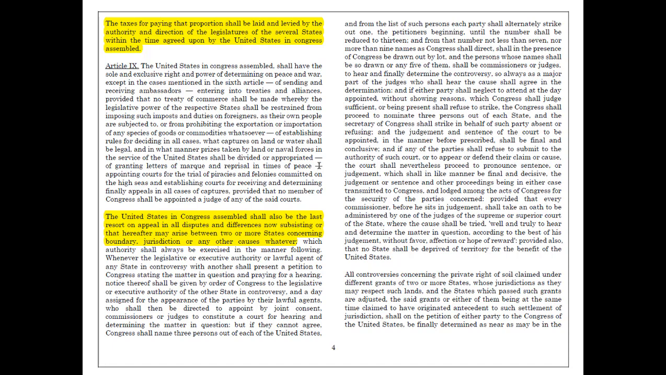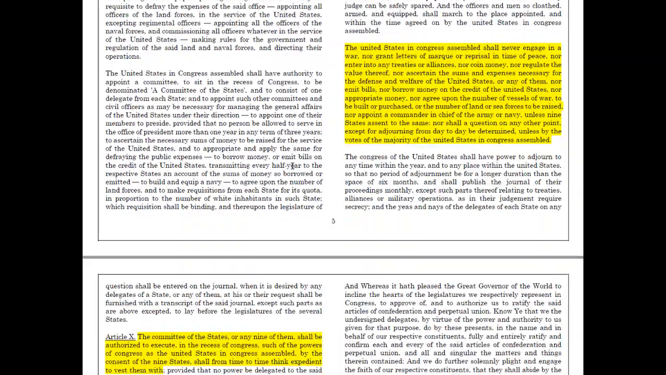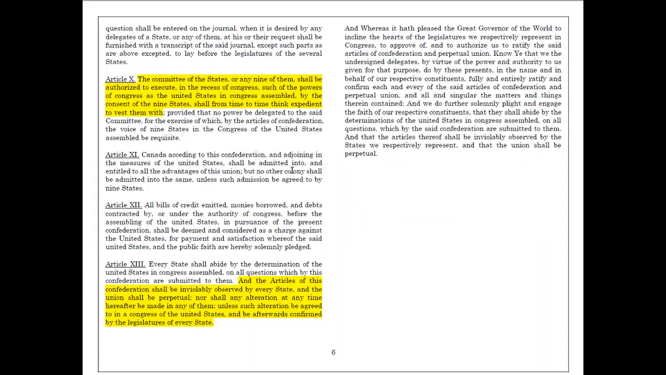All right, let's look at one final passage before we summarize that we'll want to return to. If you notice on Article 13, the Articles of Confederation do contain a provision for their own amendment. Article 13 reads, "Every state shall abide by the determination of the United States in Congress assembled on all questions which by this Confederation are submitted to them. And the articles of this Confederation shall be inviolably observed by every state, and the Union shall be perpetual.